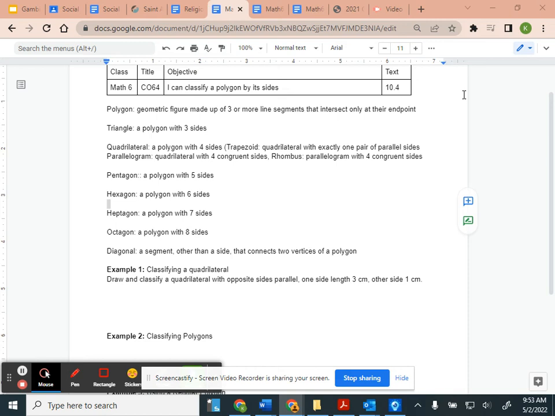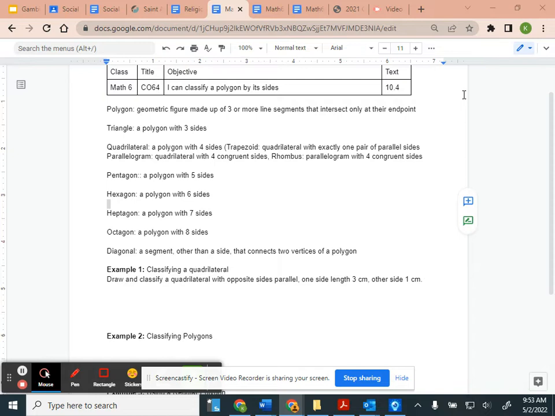Good morning. Today we are continuing with our Unit 10. We are doing CO64. I can classify a polygon by its sides. So a polygon is a geometric figure made up of 3 or more line segments that intersect only at their end points. So it's those closed figures that we've been working with.